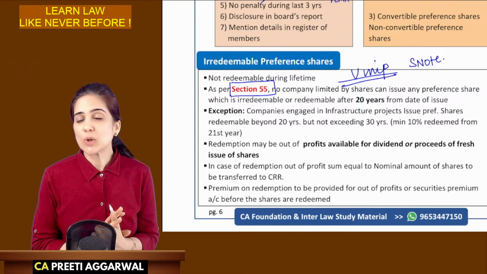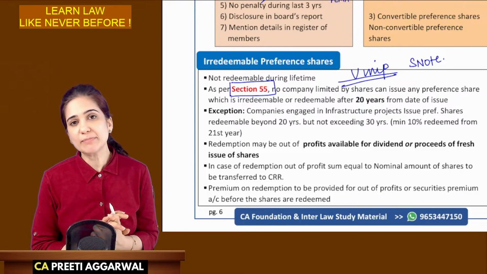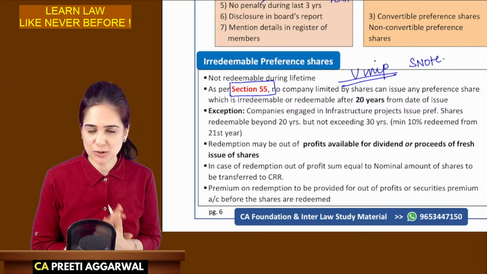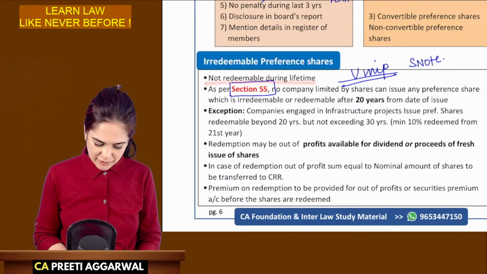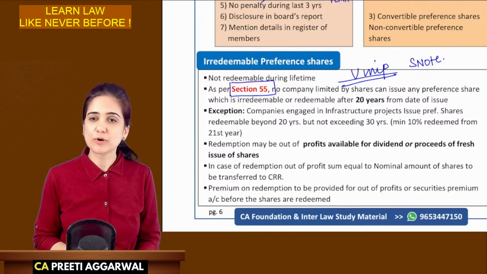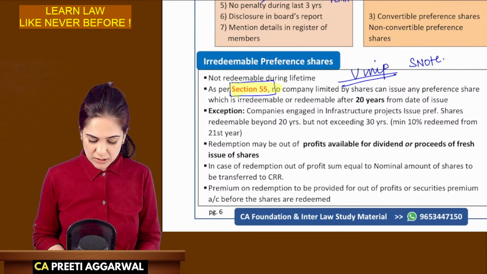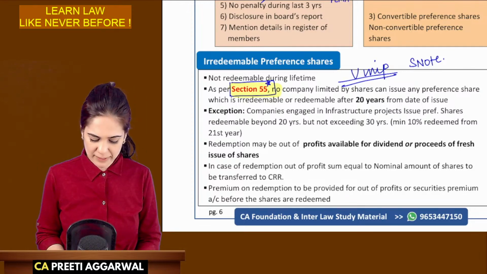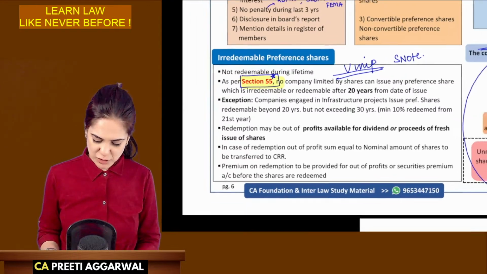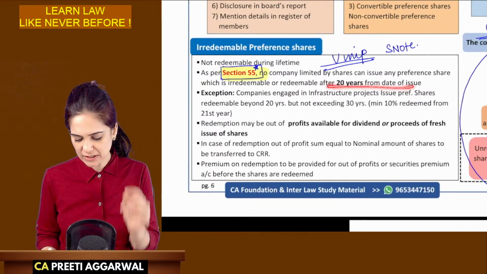The company is not allowed to issue preference shares which are redeemable beyond a period of 20 years. So that is the maximum that we can issue. So they are not redeemable during the lifetime. As per section 55, it is very important for you to learn the section number. No company limited by shares will issue preference shares which is irredeemable or redeemable after a period of 20 years from the date of the issue.